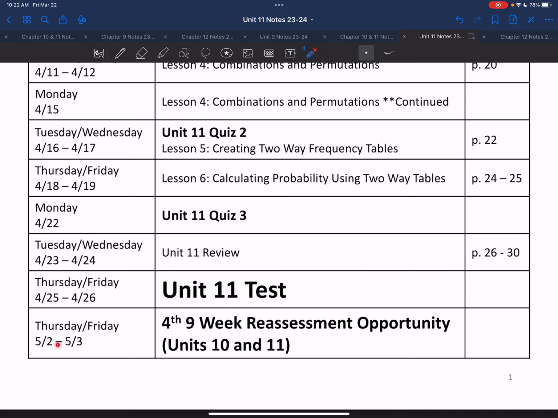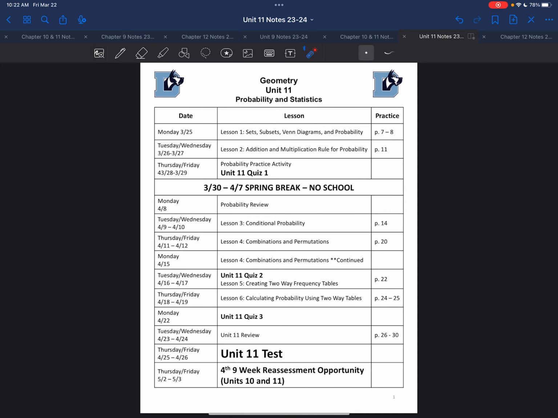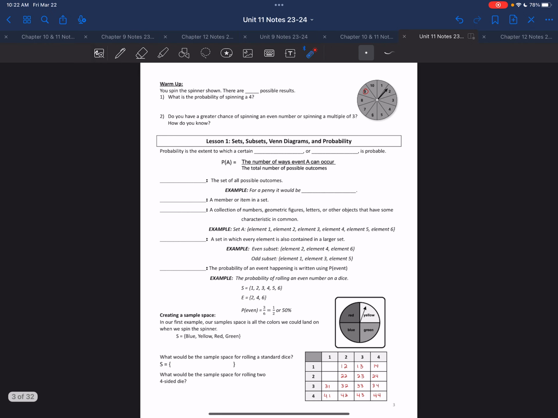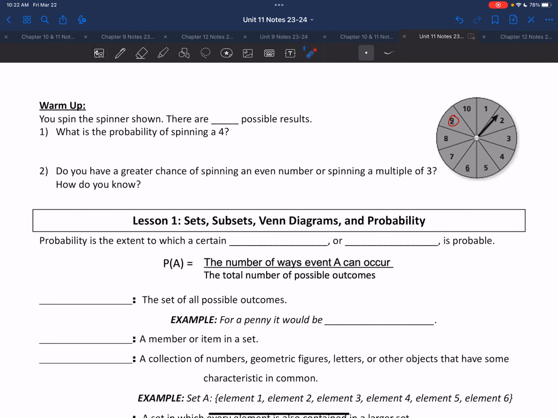And then the Thursday, Friday, May 2nd and 3rd is going to be our 4th 9-week reassessment opportunity. This is going to be the last test retake chance that you can have, and you can choose from Unit 10 or Unit 11, okay? Also, don't forget Delta Math. If your teacher decides to grade you based on that, make sure that you get that done before you walk in for your test.